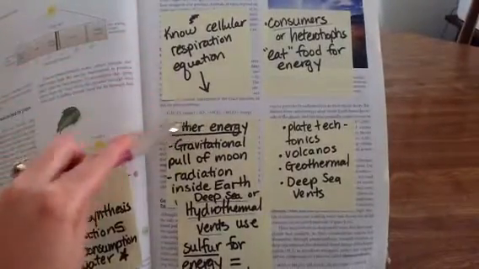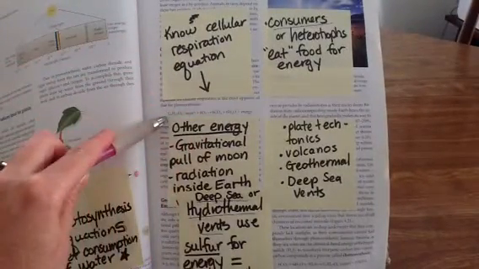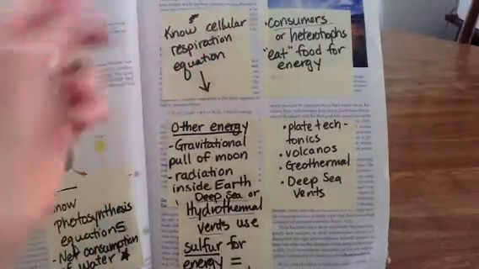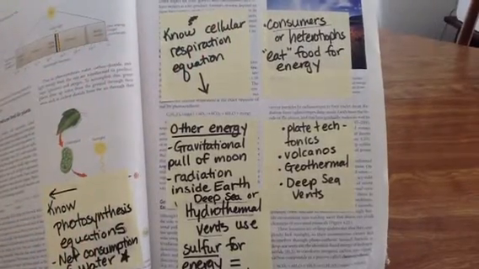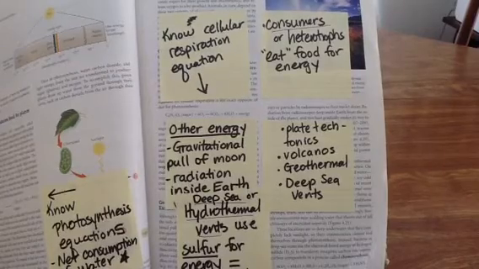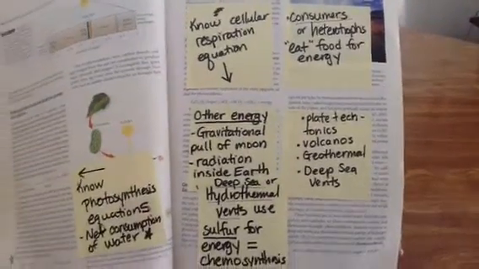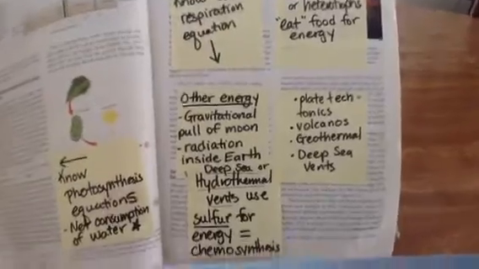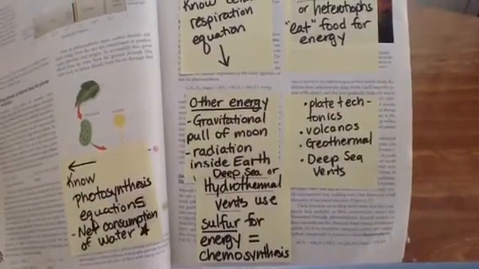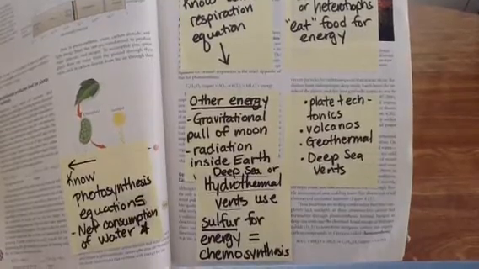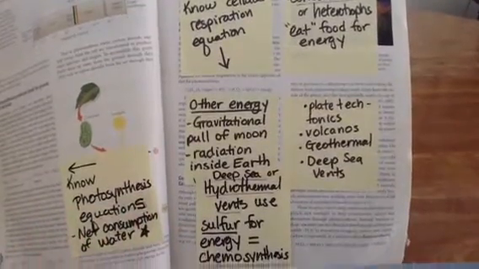Make sure you know the equation for cellular respiration. Make sure you know that we are consumers. We're also called heterotrophs. We eat food for energy instead of photosynthesizing. Some other forms of energy: now, most energy in the world comes from the sun, essentially through photosynthesis, and then is passed on. But there are other forms of energy as well.